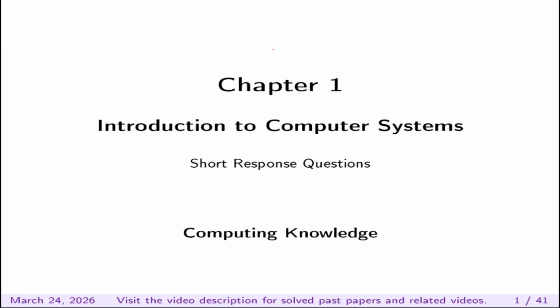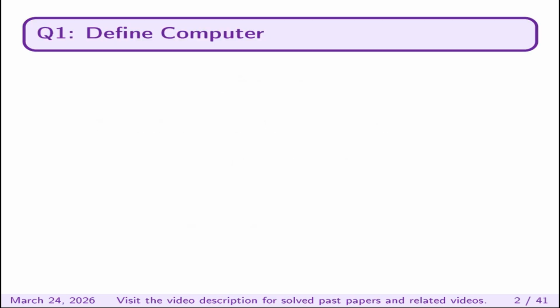This is chapter number 1, Introduction to Computer System, and I will try to cover all possible short response questions from this chapter. Question number 1, define computer.